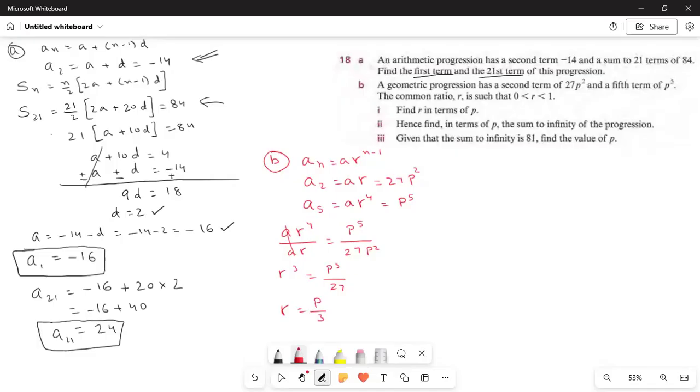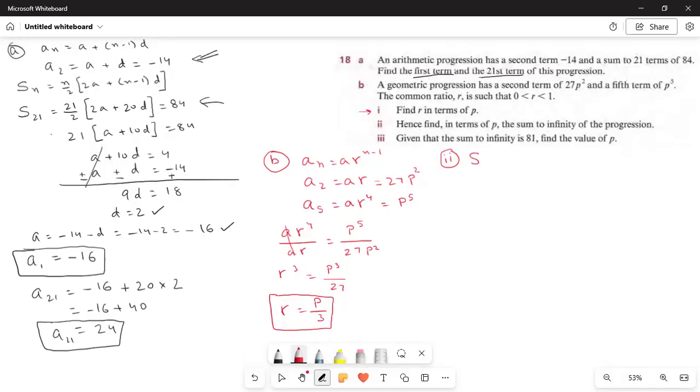Okay, so this is the first thing we need to find, the common ratio. First, find r in terms of p. So I did this question. I found r in terms of p. Now the second part is this: hence, find in terms of p the sum to infinity.